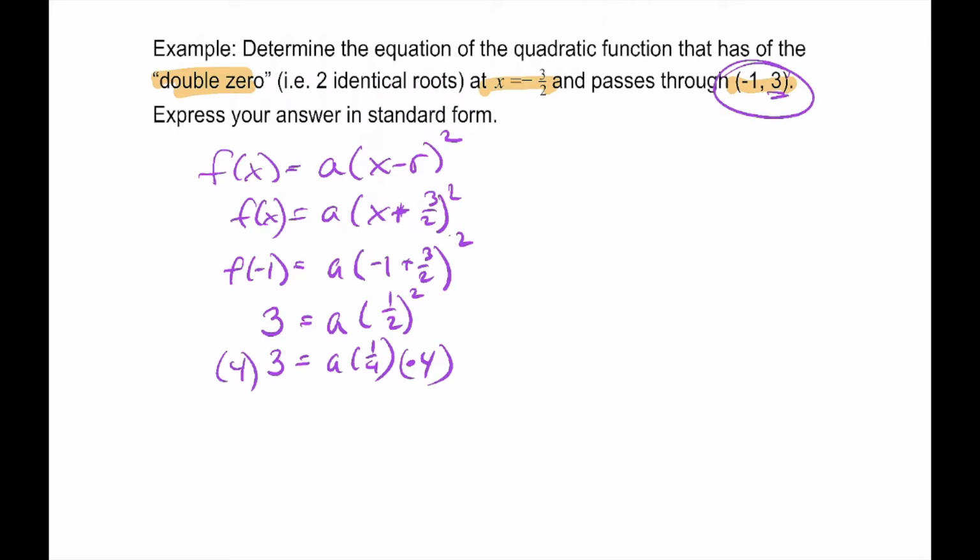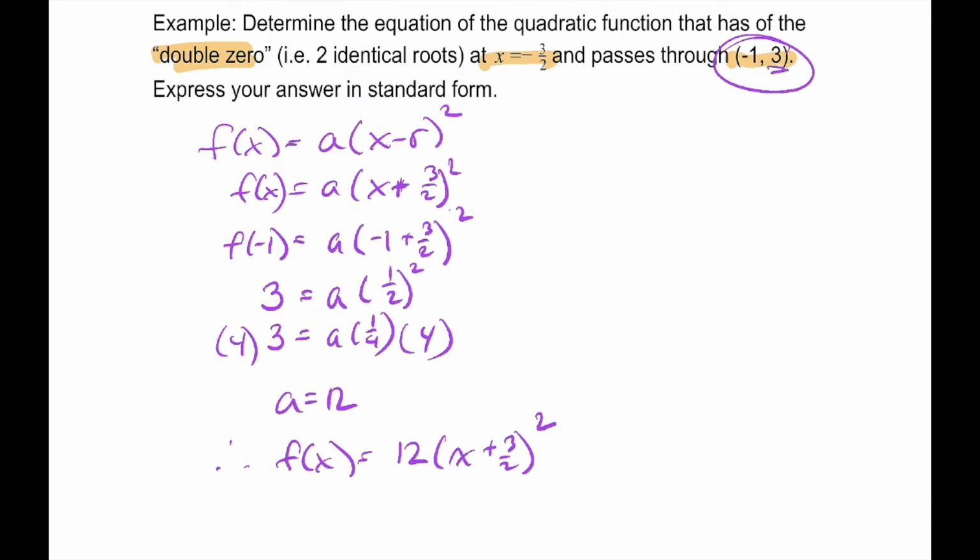Actually, don't need that dot. Just use the parentheses. And so here we're going to get a is equal to 12. So therefore, f of x is equal to 12 times x plus 3 over 2 quantity squared. That is the equation of the quadratic.